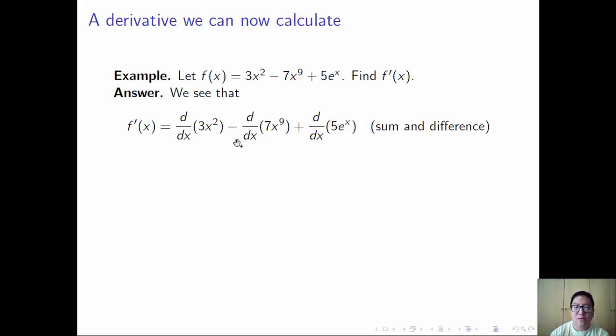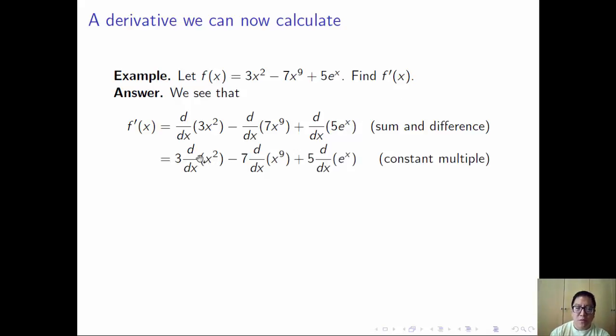So this is the derivative of 3x squared minus the derivative of 7x to the ninth plus the derivative of 5e to the x. Okay, next, using the constant multiple rule, the derivative of a constant multiple is a constant multiple of the derivatives, which means in practice that when you're taking the derivative of something, you can always pull out a constant multiple. So we get 3 times the derivative of x squared minus 7 times the derivative of x to the ninth plus 5 times the derivative of e to the x.